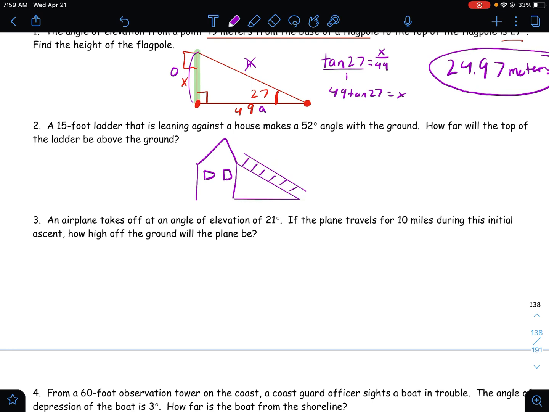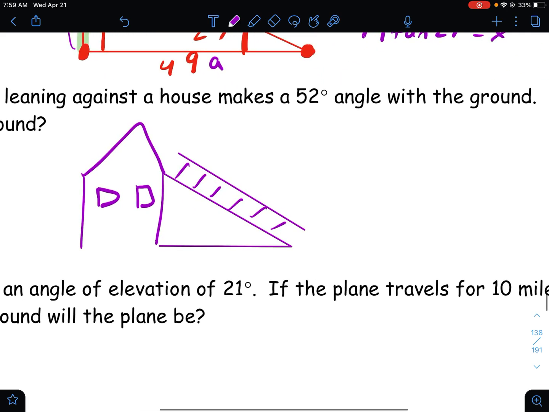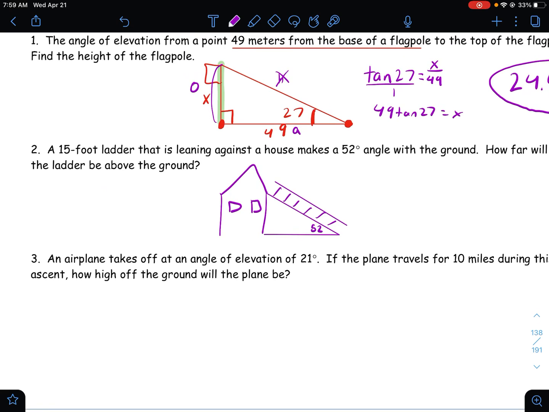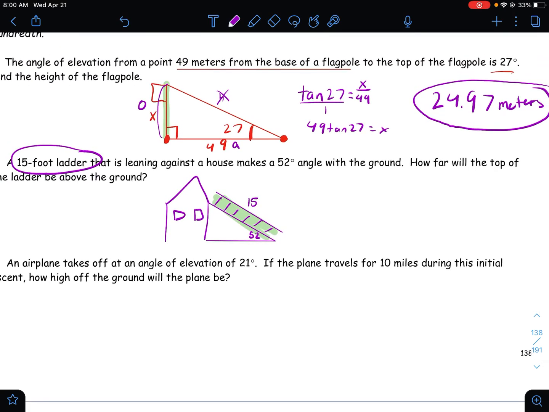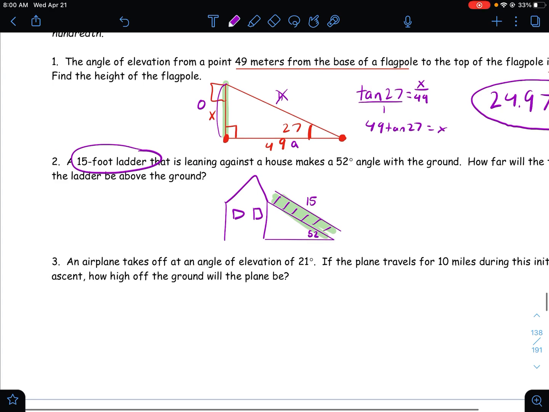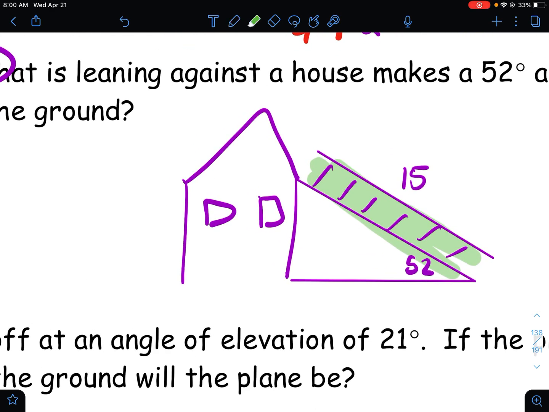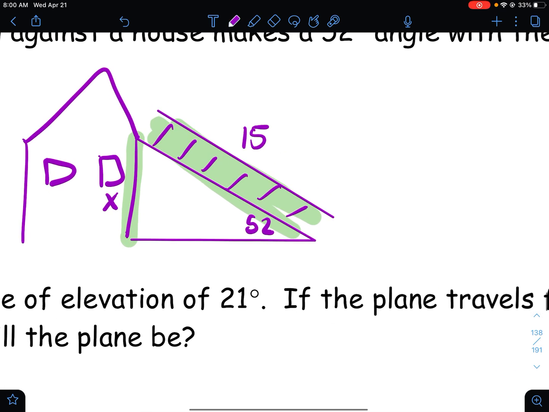Right, it's leaning against the house. So we've got our triangle here. They tell us it makes a 52-degree angle with the ground, so we're going to put 52 here. And then they tell us it is a 15-foot ladder, so that means that the ladder itself should be 15 feet. Right? And it says, how far will the top of the ladder be above the ground? So they're talking about this distance here. This is the top of the ladder.